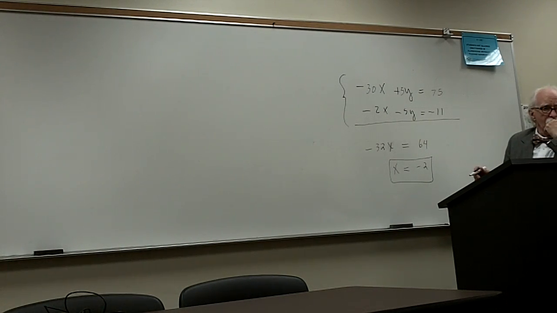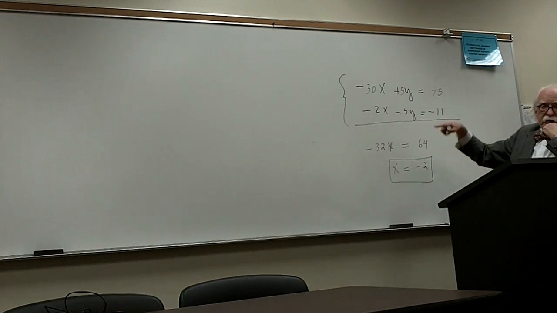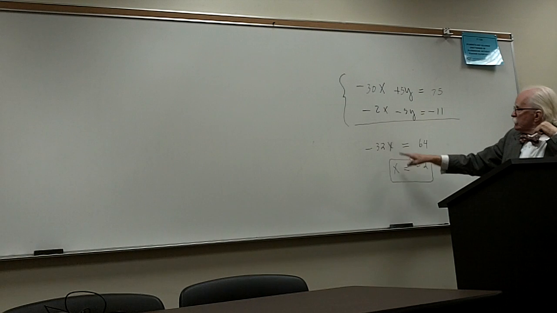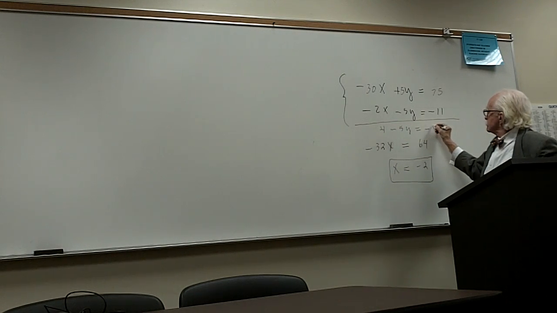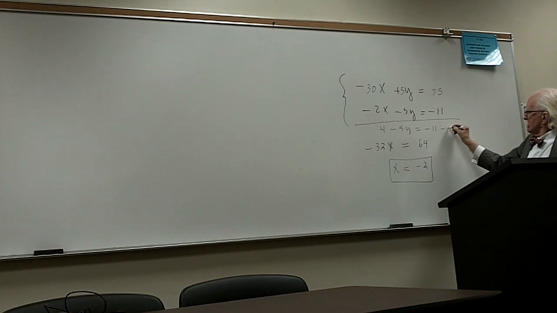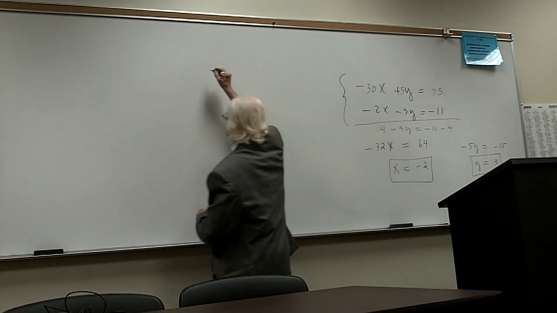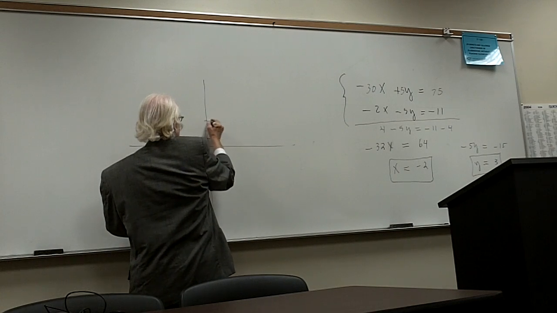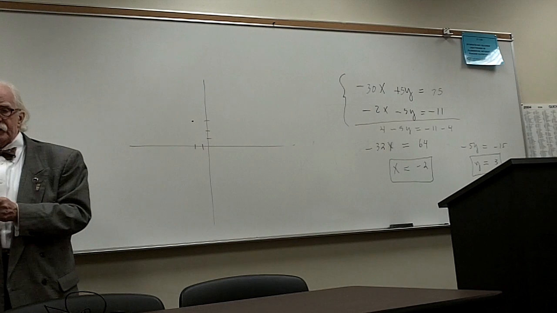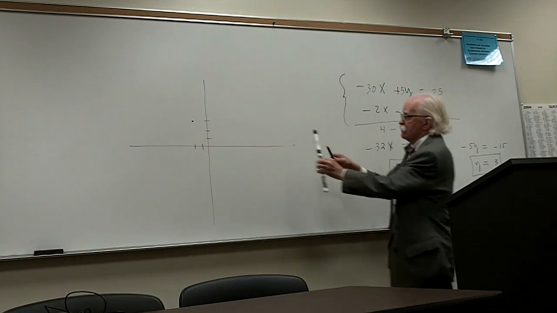How do you get Y? You could just take X and put it in either one of those equations and get Y. You could put it in the original equation up here if you want to. Just put an X right here as a -2. This makes a 4. So if I put this 4 over here, it becomes what? So -5Y equals what? -15, y is equal to what? 3. So when x is -2 and y is 3, that magical point there is where these two lines do what? These two lines cross each other.